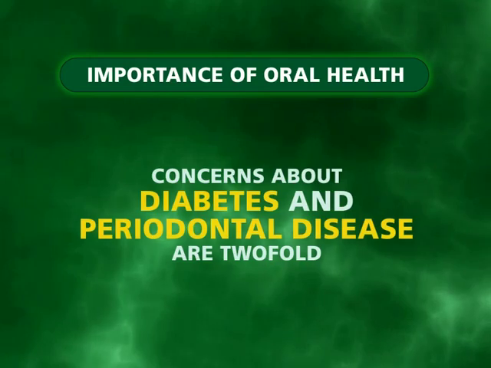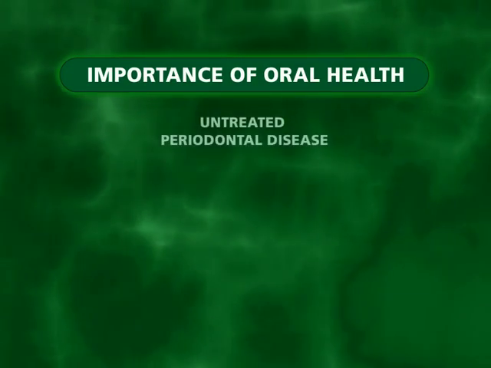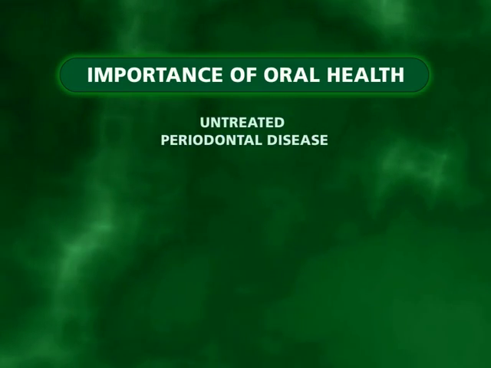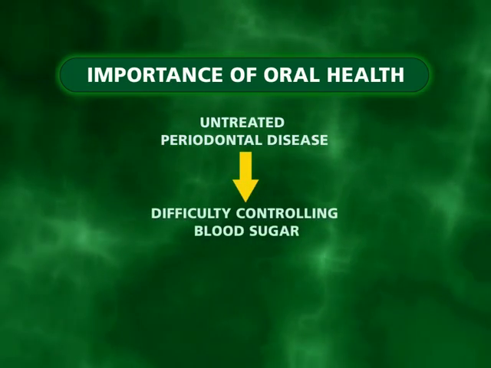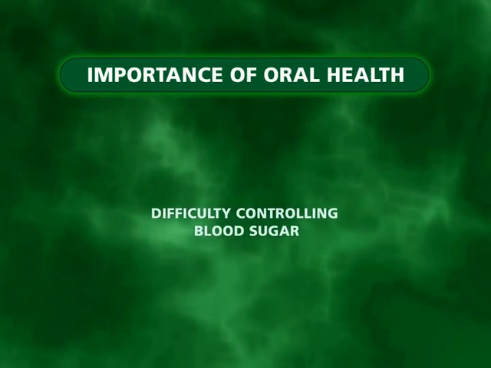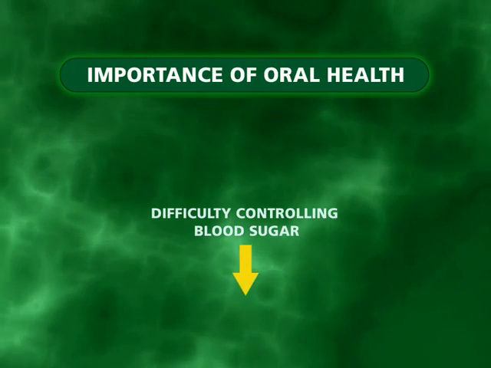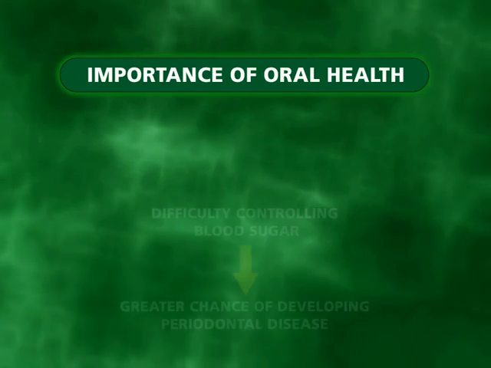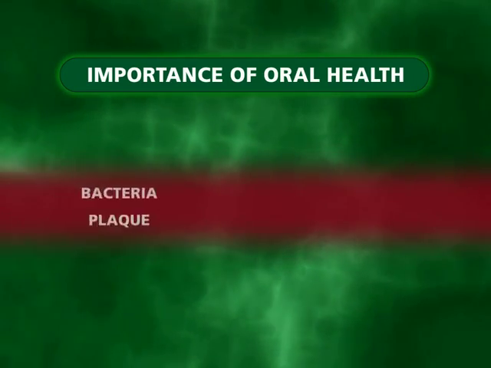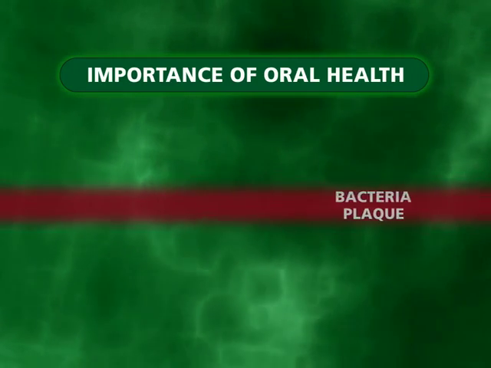Concerns about diabetes and periodontal disease are twofold. On one hand, if periodontal disease goes untreated in people with diabetes, they may find it more difficult to control their blood sugars. On the other hand, people with diabetes who have difficulty controlling their blood sugars have a greater chance of developing periodontal disease. This is because with diabetes, the blood vessels thicken, which slows down the removal of harmful bacteria and plaque from the body.